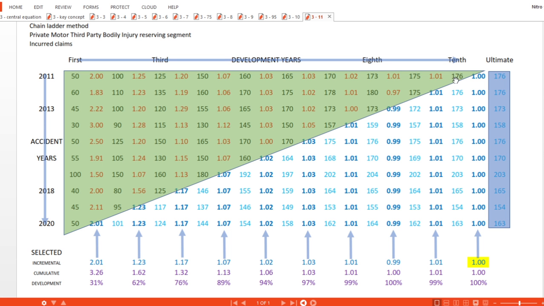We can also note two things about the link ratios for the later development periods. Firstly, we don't have much actual data from which to derive the true underlying development pattern for these later periods. For example, for the 10th development period, we only have one data point, so it's unlikely that this estimate of 1.01 will be a reliable estimate of the true underlying development pattern.